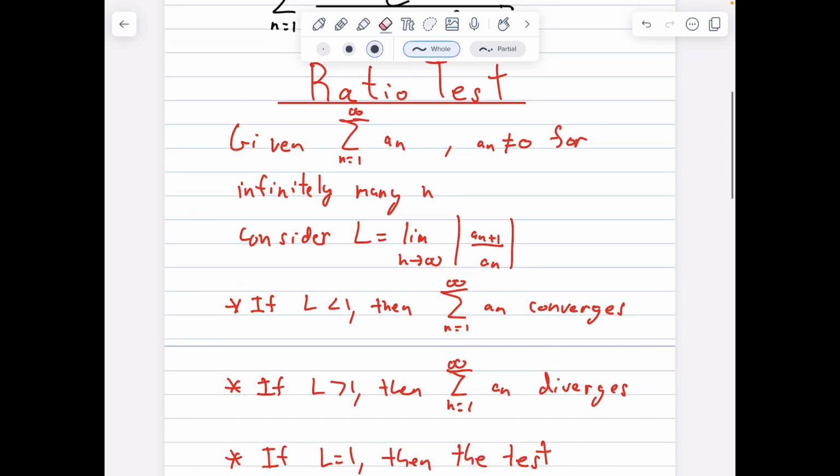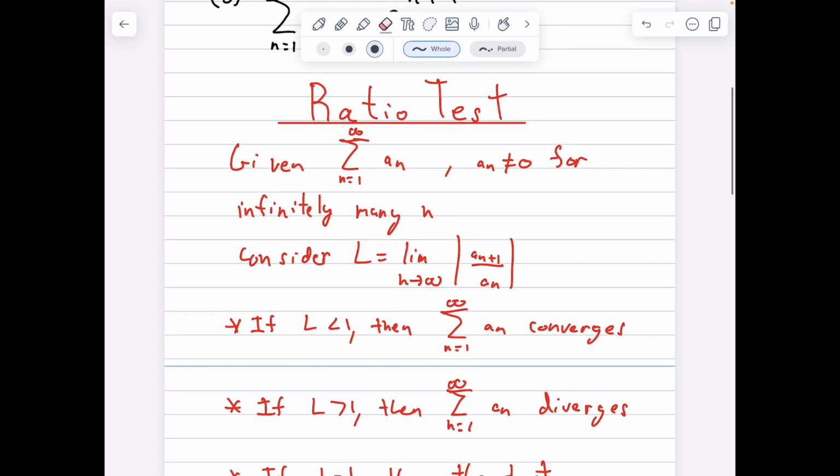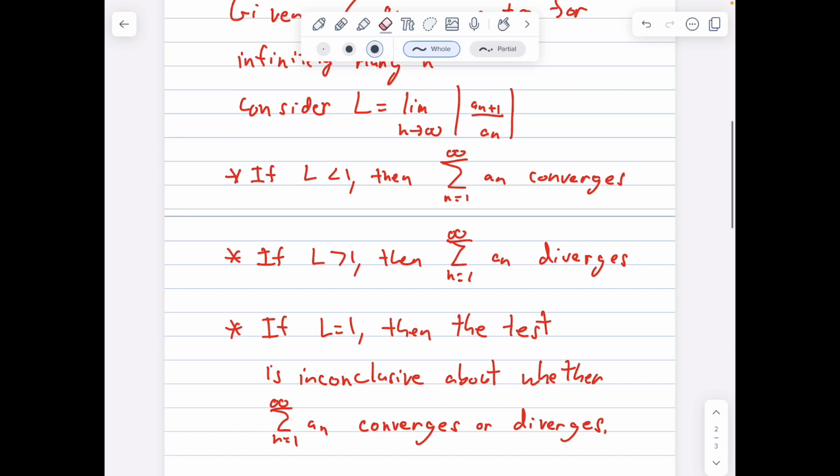Now let's look at the ratio test. You're given a series from 1 to infinity of a_n, for which a_n is not equal to 0 for infinitely many n. Consider L, the limit as n goes to infinity of the absolute value of a_(n+1) over a_n. If the limit L is less than 1, then the series converges. If L is greater than 1, then the series diverges. And if L equals 1, then the test is inconclusive about whether the series converges or diverges.